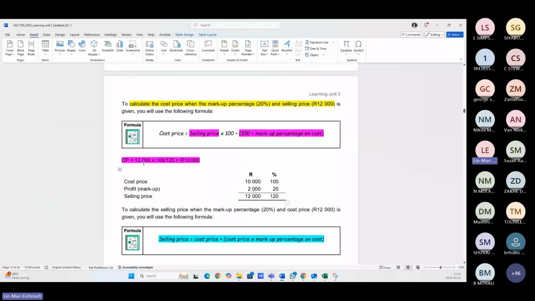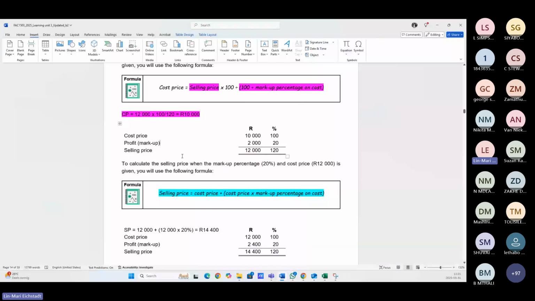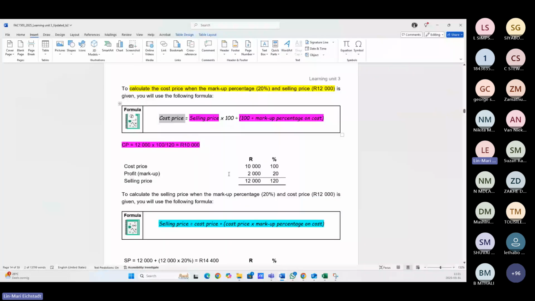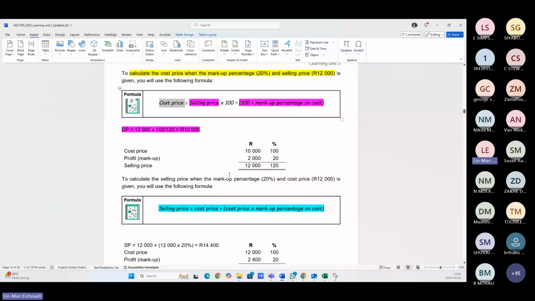To break that further down, it also gives you another example here to say that if you have your selling price of 120 and your cost price is 10,000, then your markup is 2,000. A way also to remember this is to calculate the selling price when the markup is 20,000 and the cost price is 12,000. You will use the following formula. So at the top, they gave you the formula to determine cost price, and it's important for you to memorize these formulas. It is important to understand the concept that selling price less cost of sales gives you your profit. But if you can summarize these formulas, it will help you a lot in your assignments and exam.